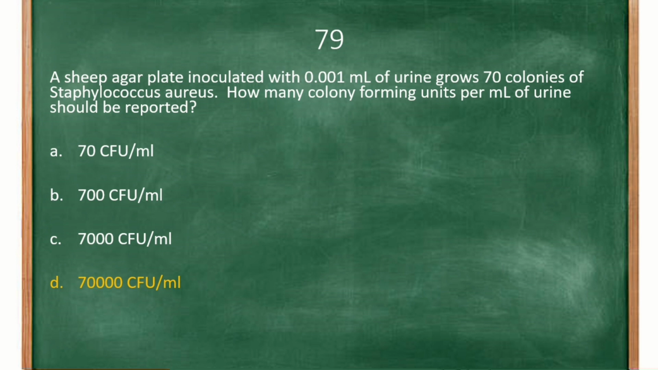So how do you solve this? This is a simple mathematics question. To find colony forming units per mils is the colony forming units divided by the volume in mils. So here the colony forming unit is 70 and then the volume is 0.001 in mils. So 70 divided by 0.001. When you do that calculation, you are supposed to get option D. That's 70,000 colony forming units per mils. Okay, so that's the answer for 79.